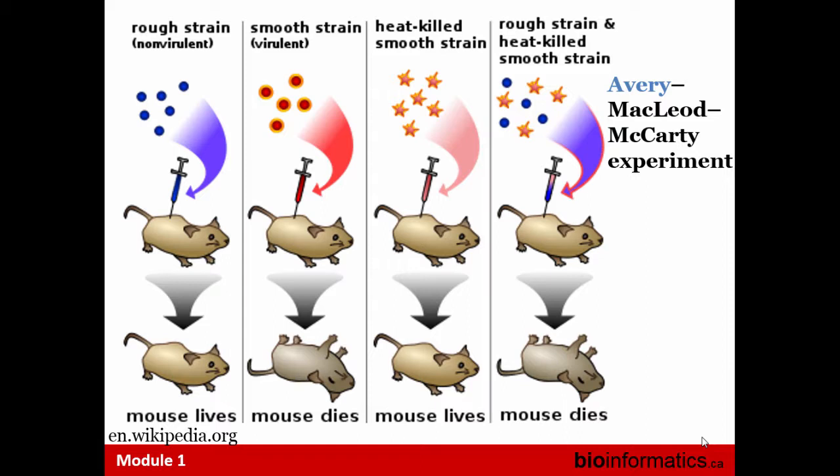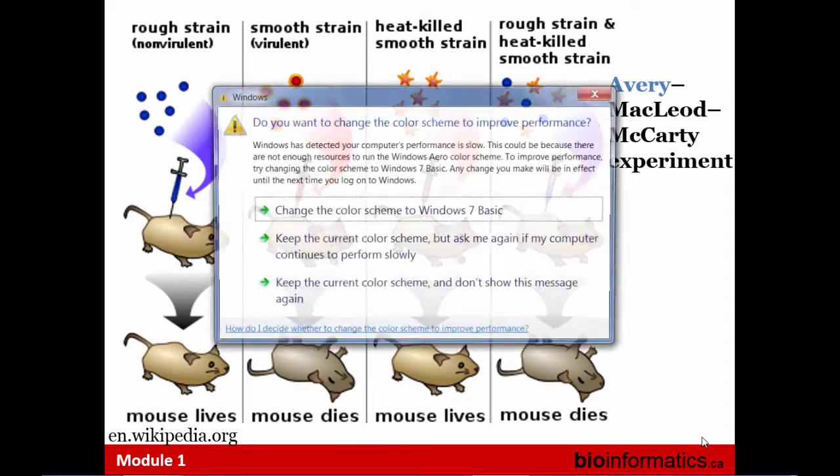But the basic idea is that you've got two different strains. You've got the rough strain, which is non-virulent, cannot make mice sick or dead. You've got the smooth strain, which is virulent, which makes mice very dead. What happens if you kill the smooth strain? So you heat them up to some temperature where they can no longer survive, and then you introduce them into the mice.